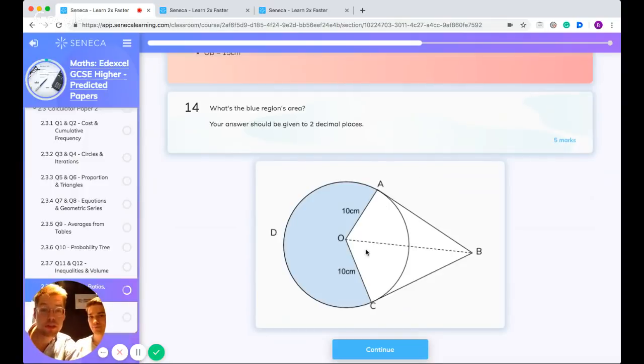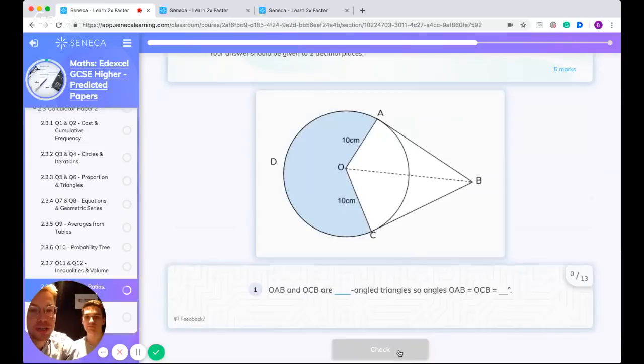So we know that triangle O to A to B is going to be a right angle triangle. That's going to help us with the answer. So what are we going to do? We said they're right angle triangles, so we know that this angle is going to be 90 degrees.